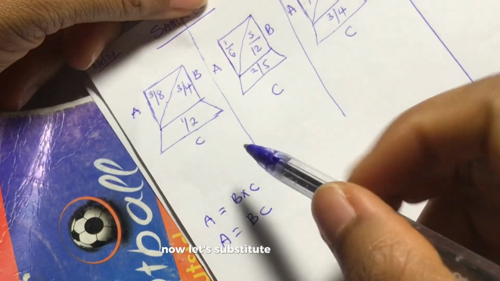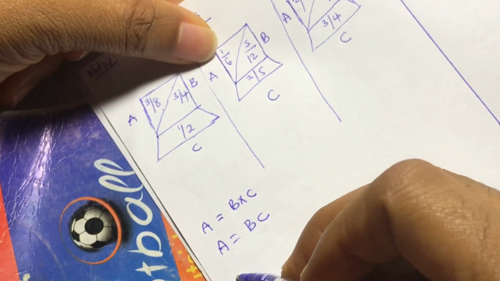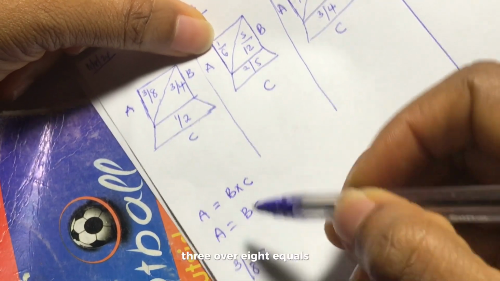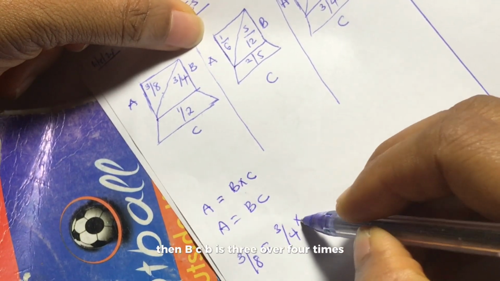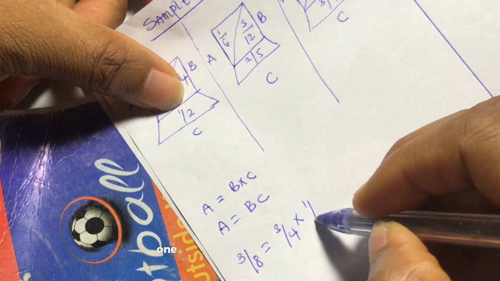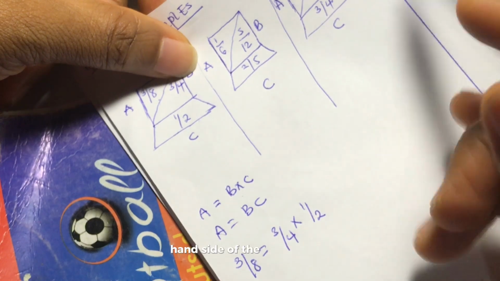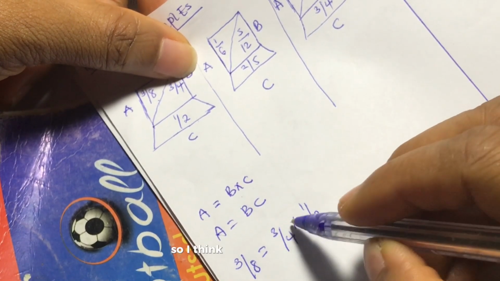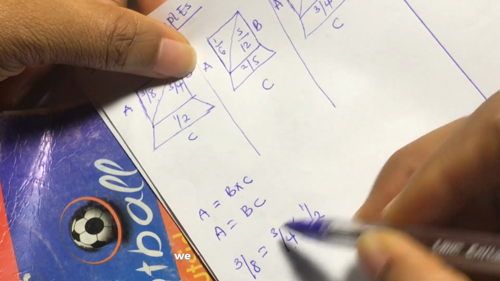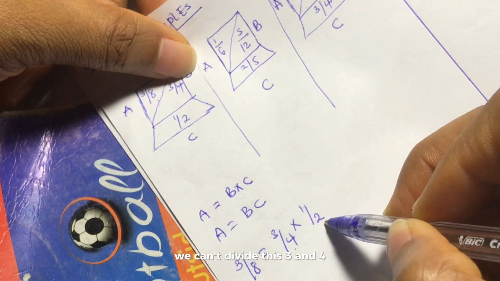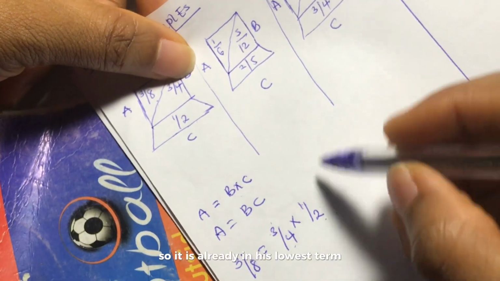Now let's substitute each of the variables. So my A was 3 over 8. 3 over 8 equals, then BC, B is 3 over 4 times C is what? 1 over 2. So we are to reduce the right hand side of the equation to its lowest term. So I think we can't divide 1 by 4. We can't divide 3 and 4, and 3 and 2 can't divide themselves. So it is already in its lowest term.